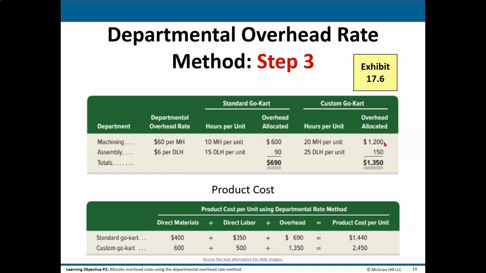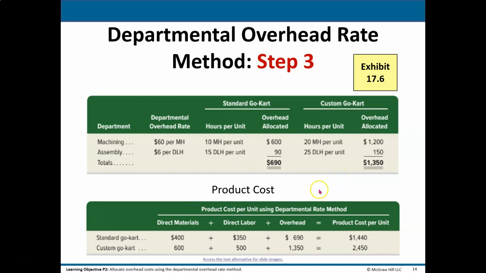Then the custom go-kart moves to the assembly process, and it's going to incur $150 of overhead just in the assembly department. $6 per direct labor hour times 25 direct labor hours per unit. So altogether, for the custom go-kart, I'm going to have $1,350 of overhead. That's the $1,200 incurred in the machining department and the $150 incurred in the assembly department.